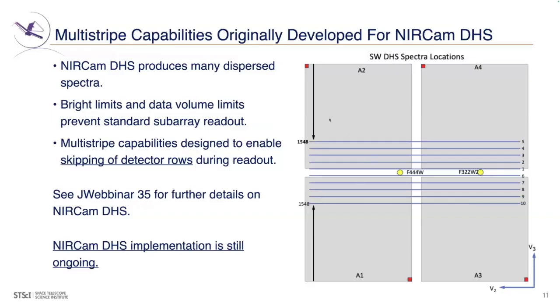In multistripe for NIRCam DHS, we had this situation where we had lots of spectra being dispersed across 4 different detectors. We were worried a bit about bright limits and data volume limits, so we wanted an efficient way to jump around the detector and read each spectrum one by one rather than reading out the full detector. And really that's what we're doing here with SOS Multistripe as well. Instead of jumping around the detector, we're just jumping along it and reading every piece of the subarray we're interested in just a bit at a time.